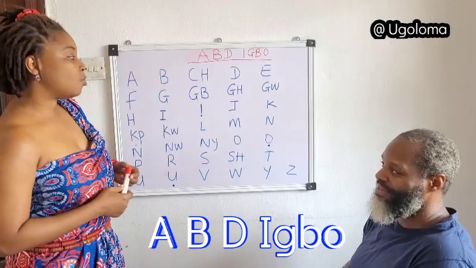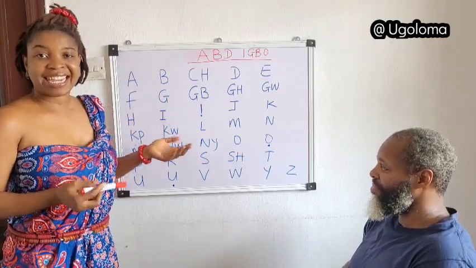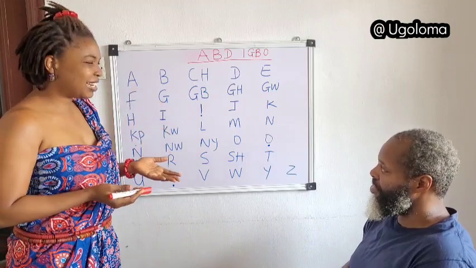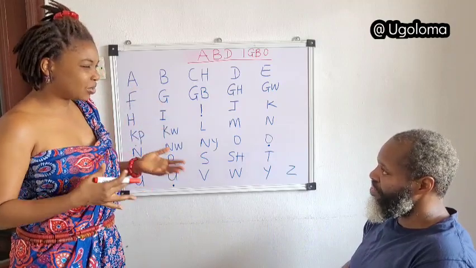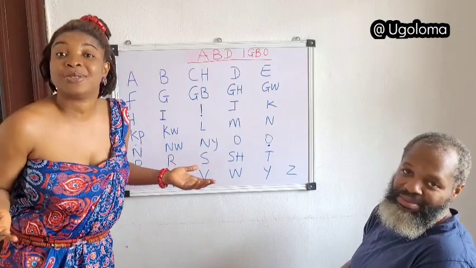To start, ABD Igbo is letters, alphabets. In English, how many letters do you have in the English language? 26 or 28? I think it's 26. Yeah, about that. I don't know. I'm an Igbo teacher now.